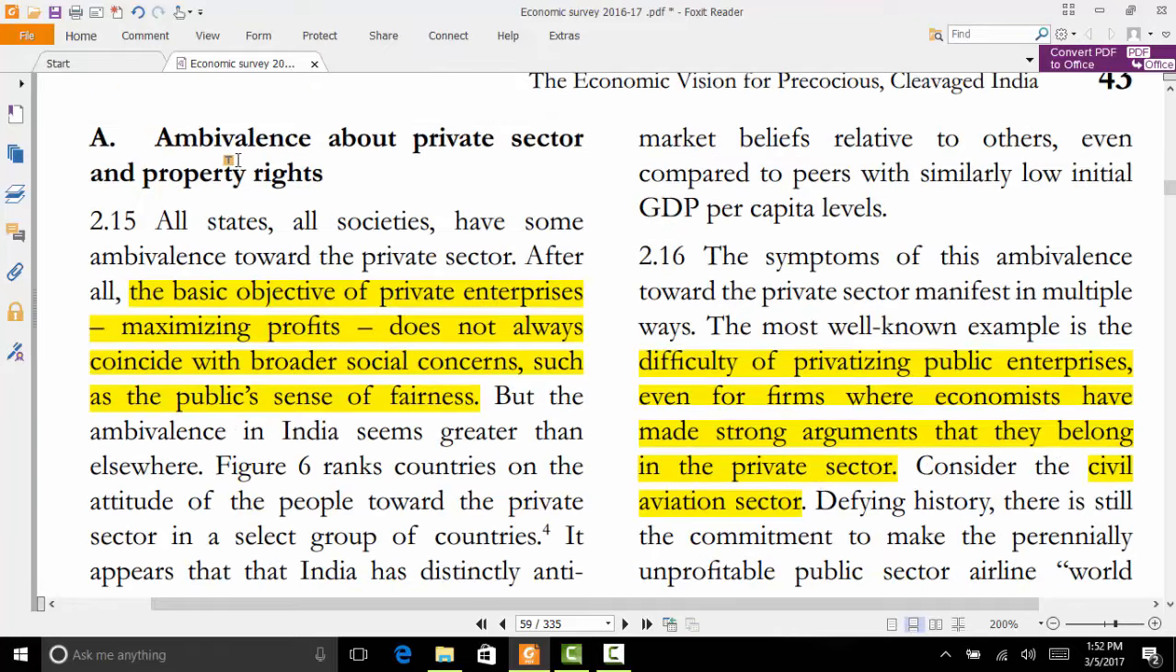So the first, they discuss ambivalence about the private sector and property rights. In this, they discuss the basic objective of private enterprise, that is maximizing profit. It has been a major area of social concern, as our society does not have a tendency to be favorable and supportive of the private sector in that way.